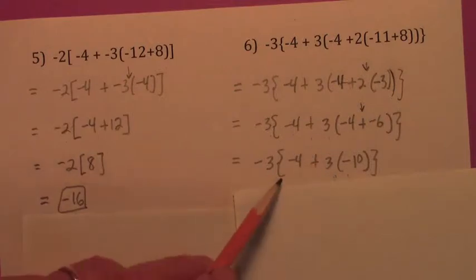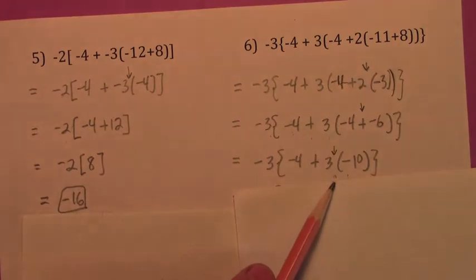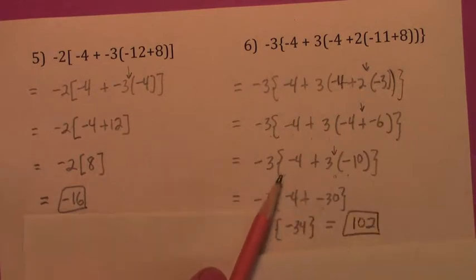Inside these curly parentheses, you see negative 4 plus 3 times negative 10. We do the multiplication. Now this is where you got to be careful. You're multiplying. Say it out loud. 3 times negative 10. That's negative 30. So then we add inside the parentheses. Negative plus negative is more negative. Final answer. What is negative 3 times negative 34? It's positive. I get 102.